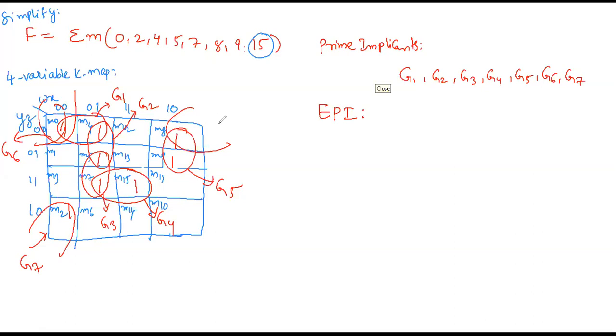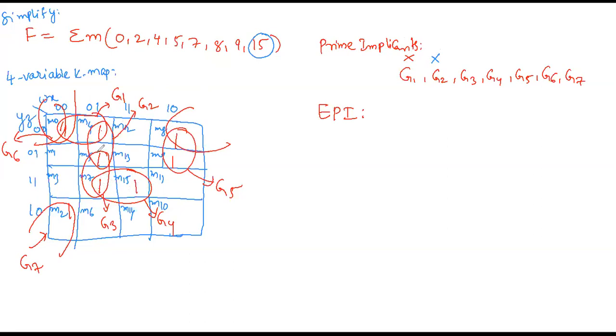Now, okay. See, G1. In G1, we are having two minterms, but this minterm is already part of G2. This minterm is already part of G6 and G7. So G1 is not an essential prime implicant. Next, G2. In G2, we are having two minterms. M4 minterm is part of G1. M5 minterm is part of G3. So it is also not an essential prime implicant.